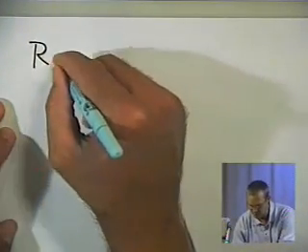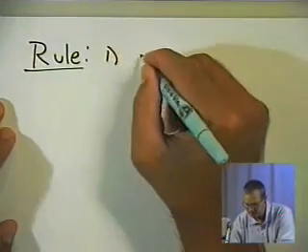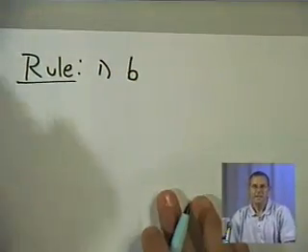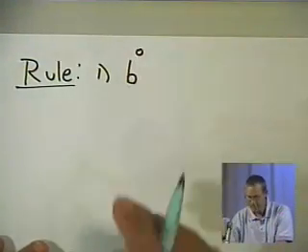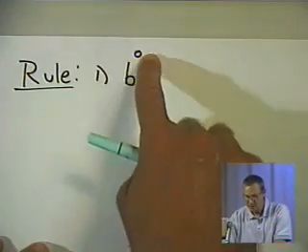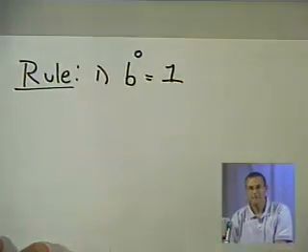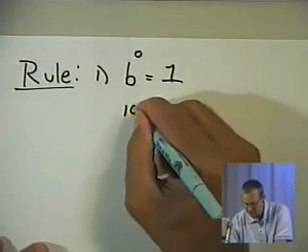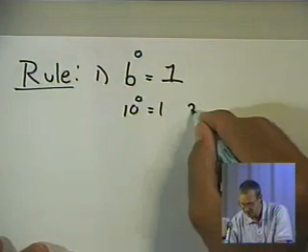Another rule. This rule deals with fractions. Maybe I have a fraction a over b, and maybe I have an exponent n. A over b to the nth power can be written as a to the n over b to the n. In other words, we can apply the exponent to the numerator and the denominator.